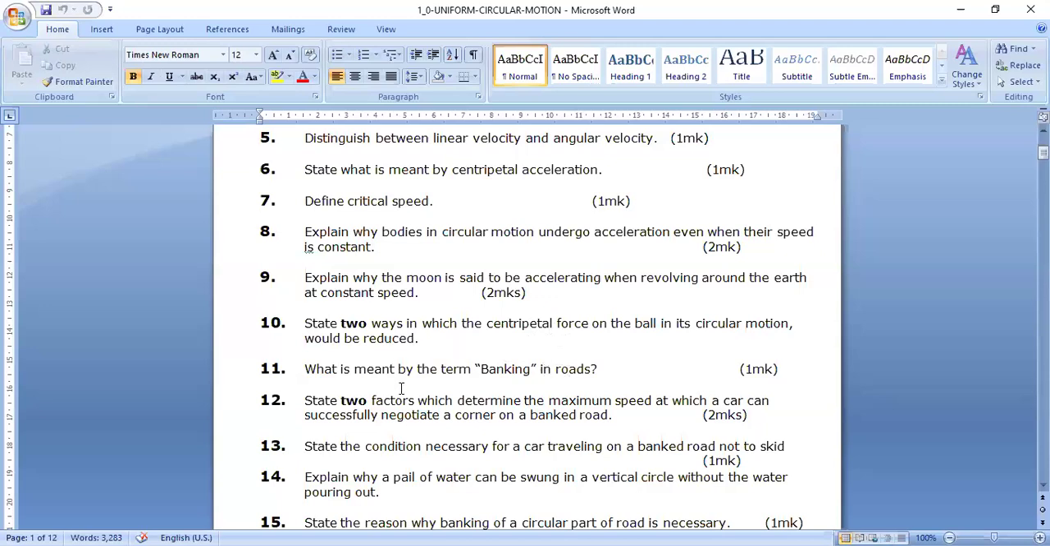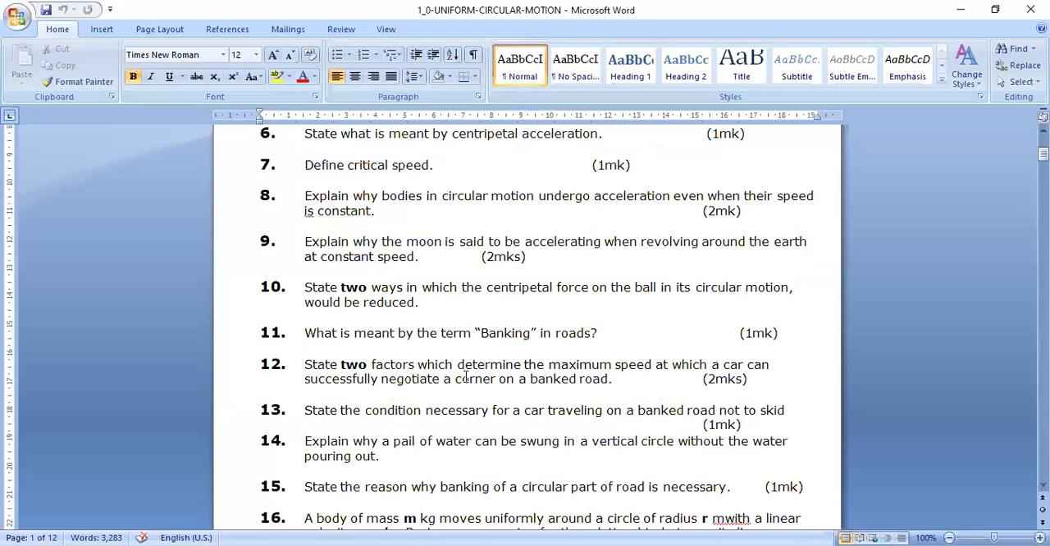I think there are ways of reducing that radius. What is meant by the term banking in roads? Banking is raising of one side of the road, starting from the inner side to the outer side, to make it assume a saucer-like shape. That's the banking.